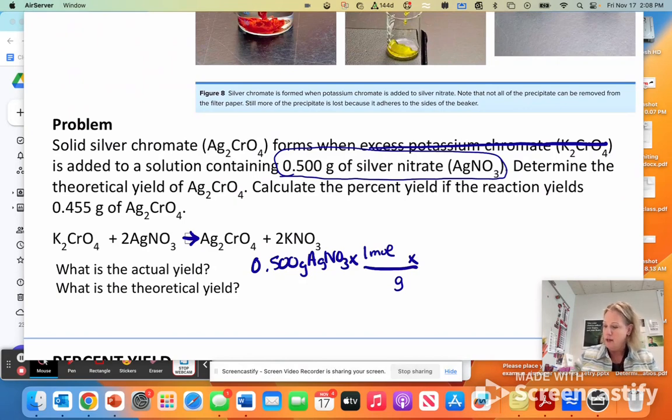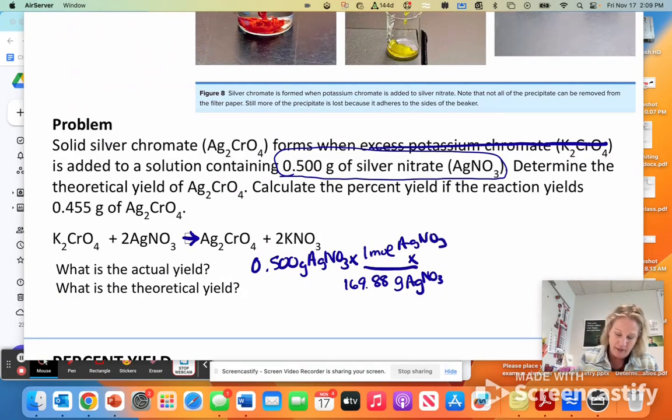And then I'll do that with you. And you can do it with me if you're watching the video. Let me just grab that. So silver is 107.87. So I get 169.88 grams of silver nitrate in a mole of silver nitrate.